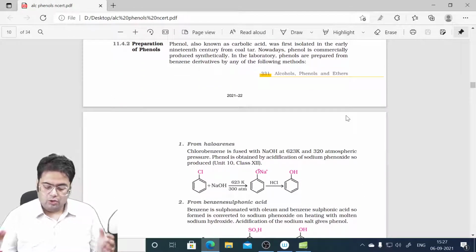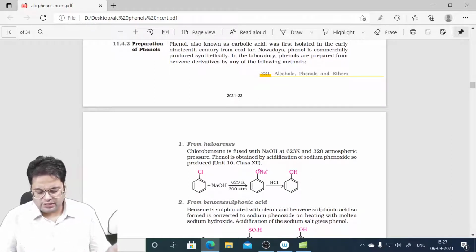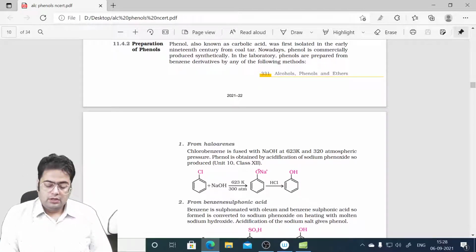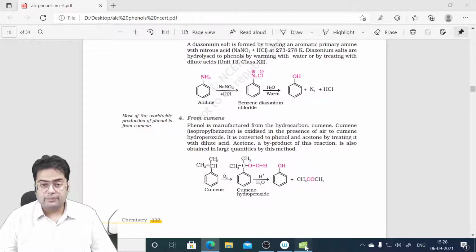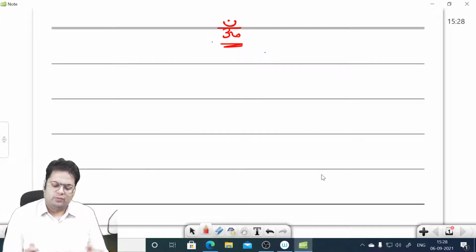So phenol, also known as carbolic acid, was first isolated in early 19th century from coal tar. These are pretty important points if you are preparing for NEET exam and for BITSAT also. So nowadays phenol is commercially produced synthetically in the laboratory, and we have these three processes: from haloarene, from diazonium salt, from benzene sulfonic acid, and finally the cumene process. So let's go through these things one by one.